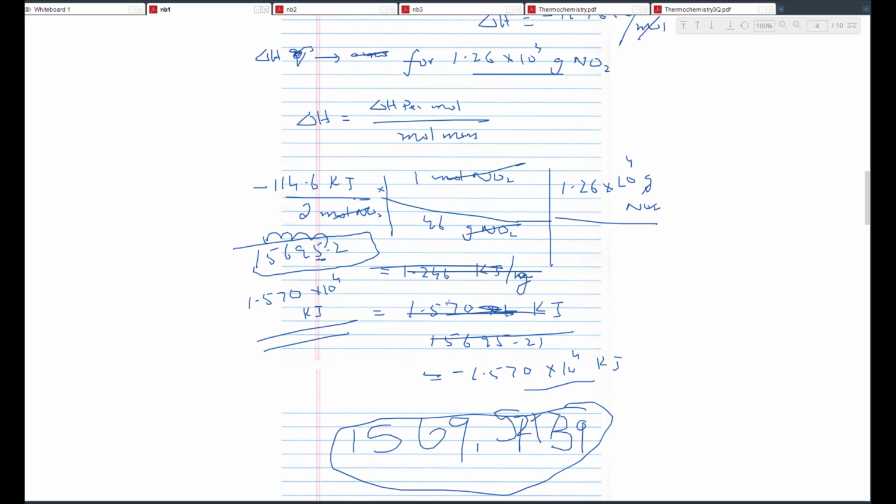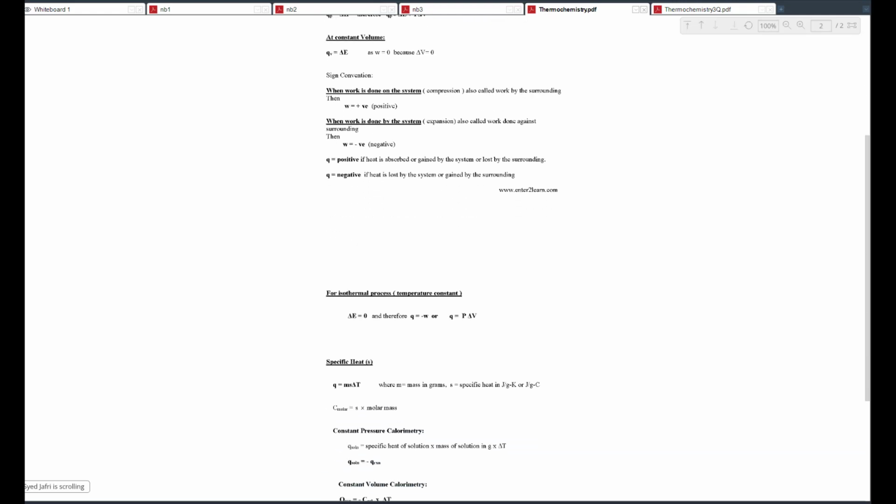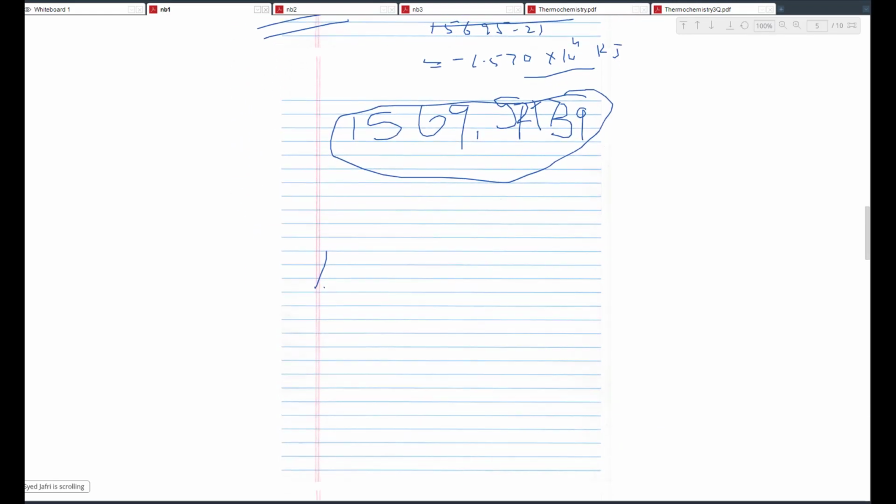I will show you the formula first. This one is specific heat: Q is equal to S delta T, where S is the specific heat. And if you multiply S by the molar mass, it becomes molar heat capacity. Q is equal to M S delta T. M normally we take in grams, and specific heat normally we take in joules per gram per Kelvin or per Celsius. You don't have to change Kelvin into Celsius or Celsius into Kelvin.